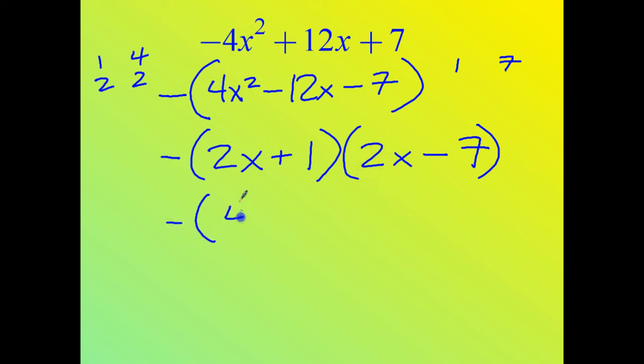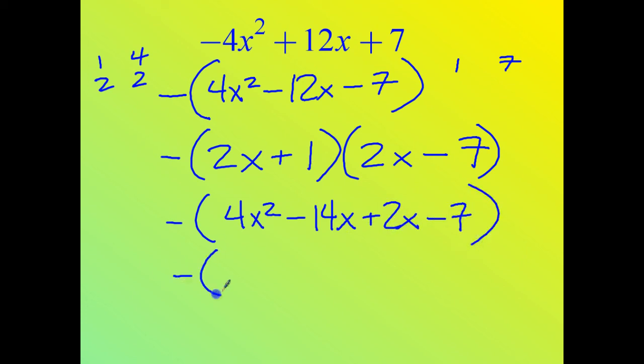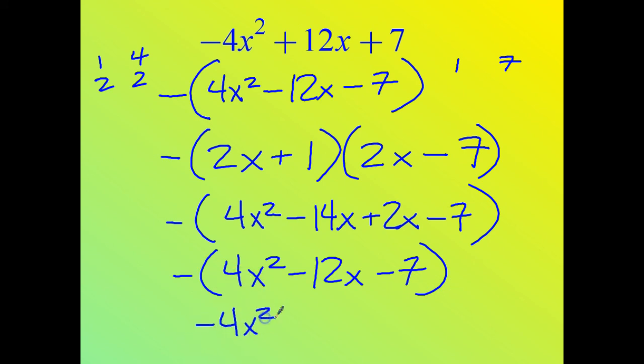2x times 2x is 4x squared. 2x times negative 7 is negative 14x. 1 times 2 is positive 2x. 1 times negative 7 is negative 7. This seems a little bit more reasonable. Let's combine. So we get 4x squared minus 12x minus 7. Now let's redistribute our negative back in here. So I get negative 4x squared plus 12x plus 7. And that looks like the original one. So we're looking good.